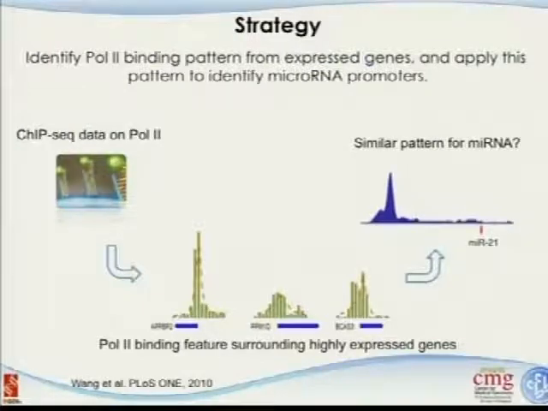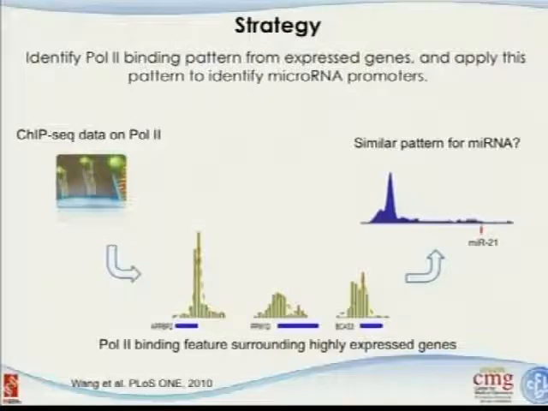And for these genes, we can really look for the RNA polymerase II binding patterns around this region and try to find out if there are any common features of the binding patterns. If we were able to figure that out, we can further apply that on the microRNA because we know where the microRNA is, and then we just go upstream to search for similar patterns and to further identify the promoters. So this is our general strategy.